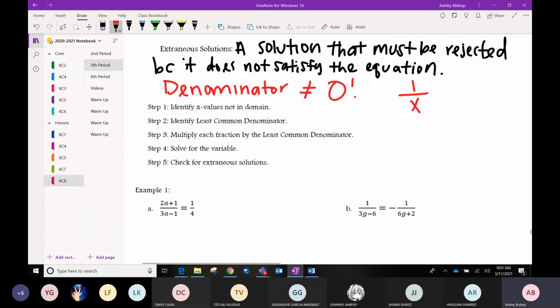And if I go to graph that, my calculator is going to be like, whoa, no, no, no. You cannot have any zeros in your denominator. You can never divide by 0. It's math illegal. There's not that many rules in math, but that's one of them. Alrighty, so an extraneous solution would be the value that makes it be 0 in the denominator.